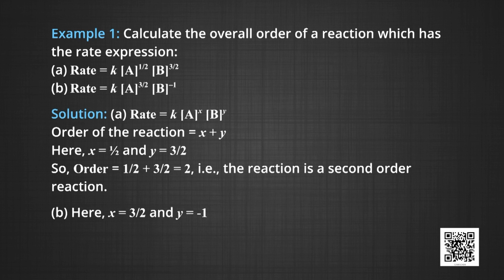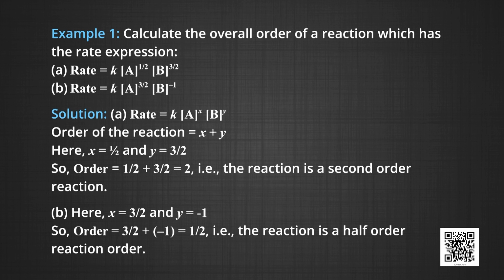Now, let me solve part 2. Here x is 3 by 2, whereas y is equal to minus 1. So, the order is equal to 3 by 2 plus minus 1. The answer is half. That is, the reaction is a half order reaction.